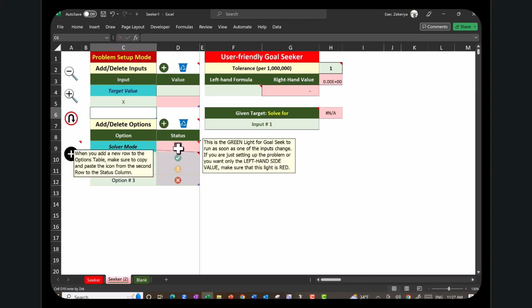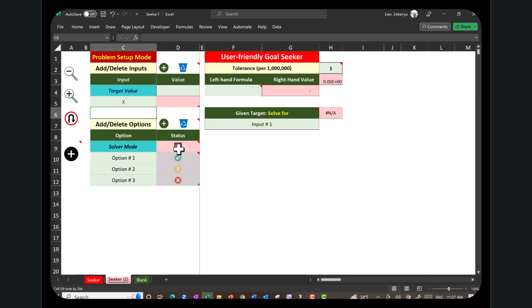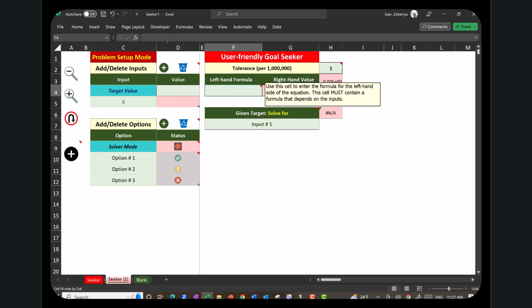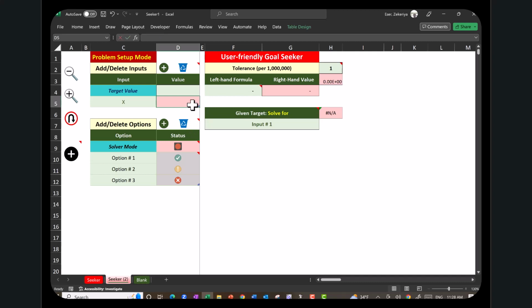And as long as this button is red, you're in the setup mode. And I'm gonna write the formula for that equation for the left-hand side equals whatever the value for x is, squared minus that x. I'm gonna put an arbitrary number there for now, okay?